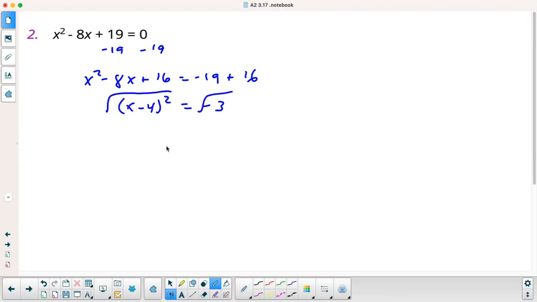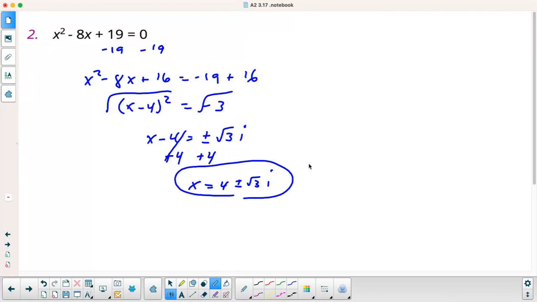Square root both sides. Okay, so here we have square root of a negative. So hopefully you picked that up when we covered that. This is equal to the square root of 3i. Okay, so this is imaginary because I have the i. I still have to get x isolated so that it's solved for x. So it's positive 4 plus or minus square root of 3i. So I would call these two non-real solutions, okay? And they're actually complex.